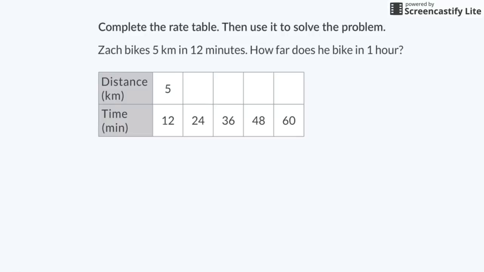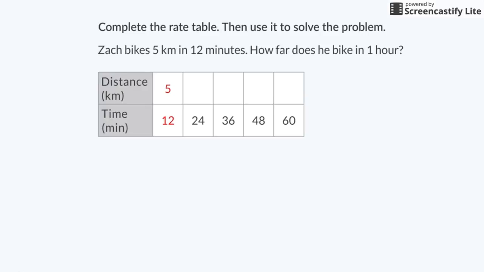When I ride, there are many things that can make the speed fluctuate, like wind speed and road conditions. Traveling 5 kilometers in 12 minutes is just my average speed. I can make a table using the ratio of 5 kilometers to 12 minutes. How could I use this table to find the number of kilometers I bike in 1 hour?